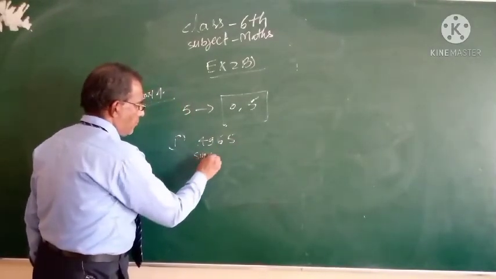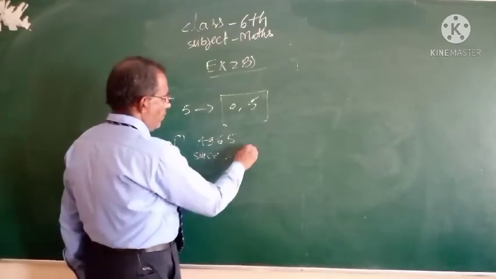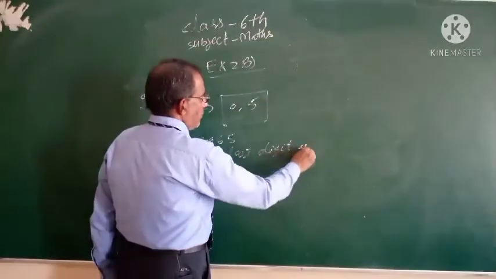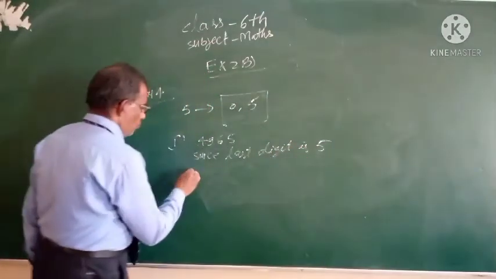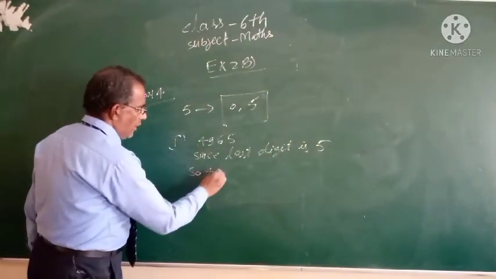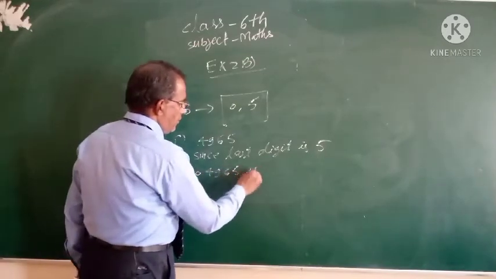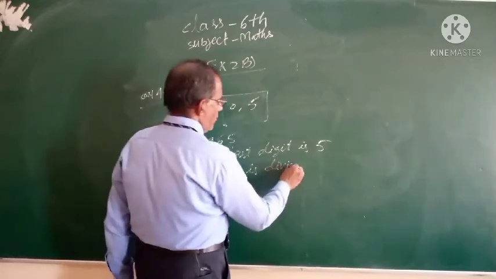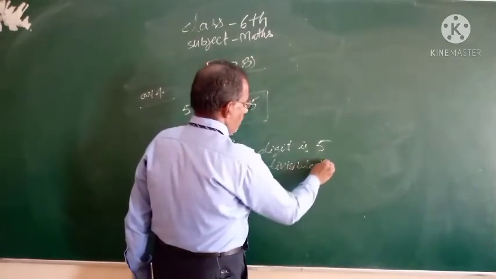Since the last digit is 5, 4965 is divisible by 5.